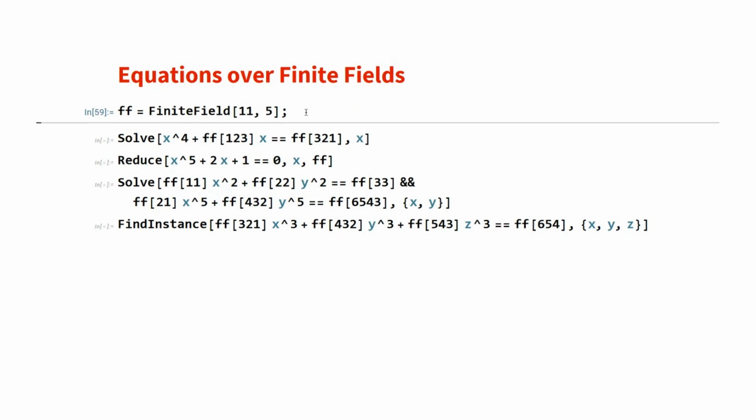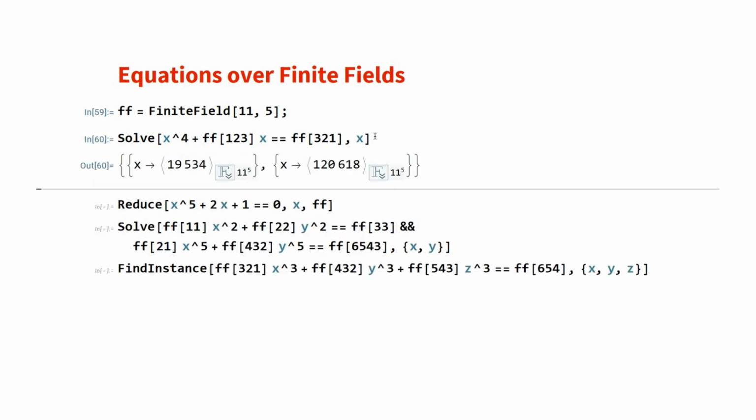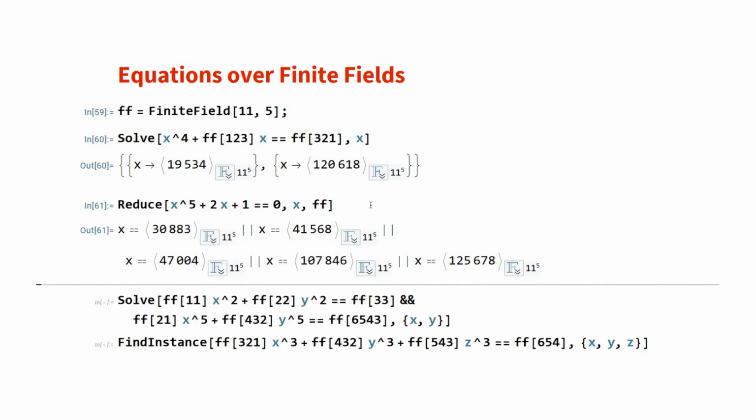So again, we have some finite field. Now we solve a univariate polynomial equation over the finite field. These are the two roots that this fourth degree equation has in this particular field. Or we can use the field as the Domain argument of Reduce. So the polynomial had integer coefficients, but we specified we want the solution over the field. And here are the solutions.